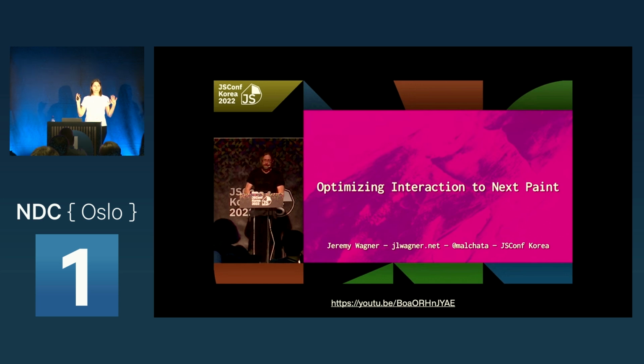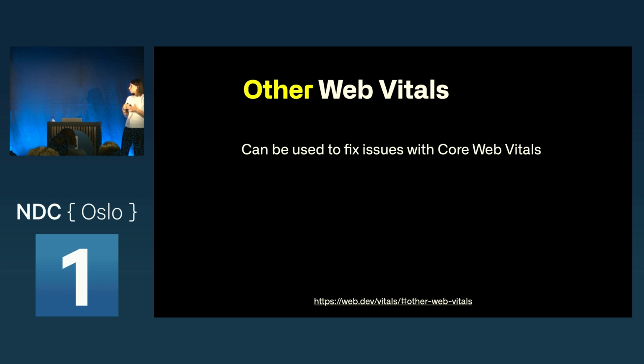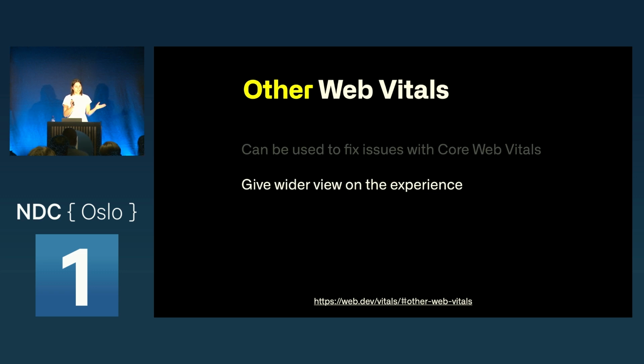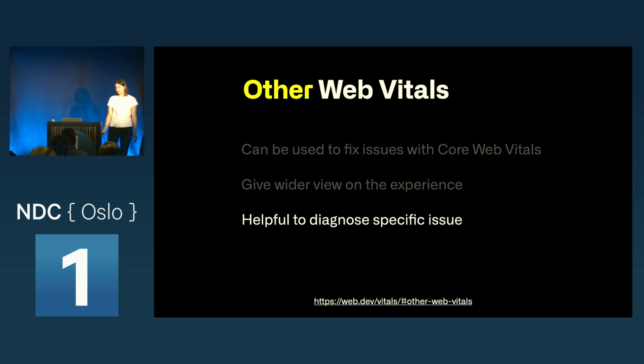So these were the Core Web Vitals, the ones that influence SEO and are counted by Google. But there are other web vitals, and they can be used to fix issues with Core Web Vitals, which I think is the very useful thing about them. They give you a wider view of the overall experience of the user, and are helpful to diagnose specific issues when it comes to web performance.